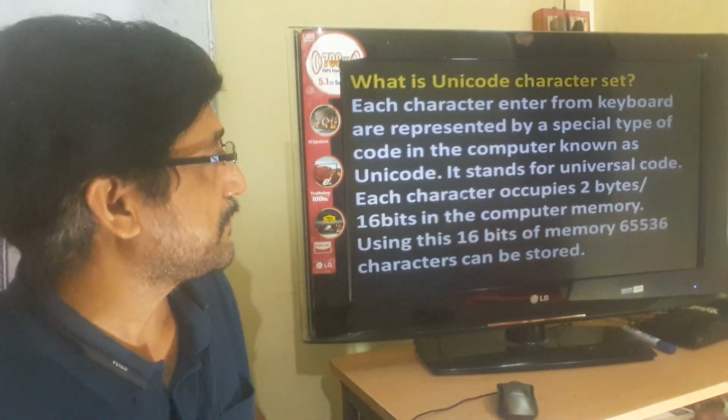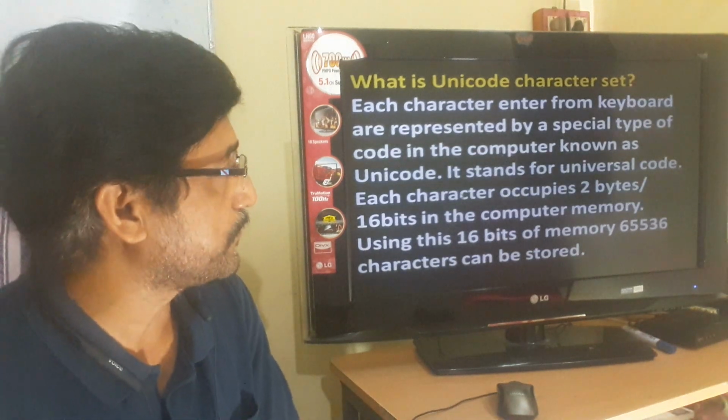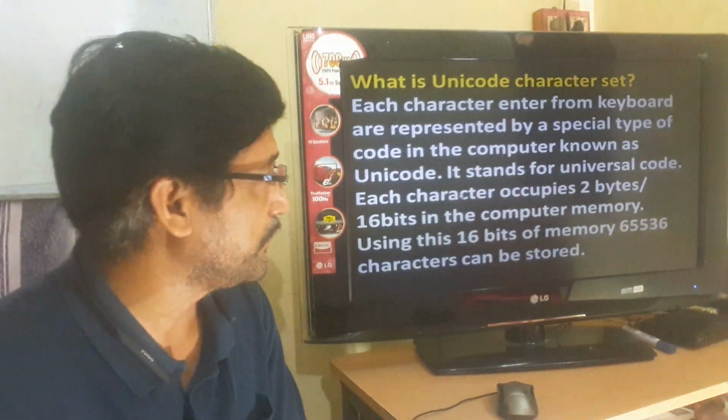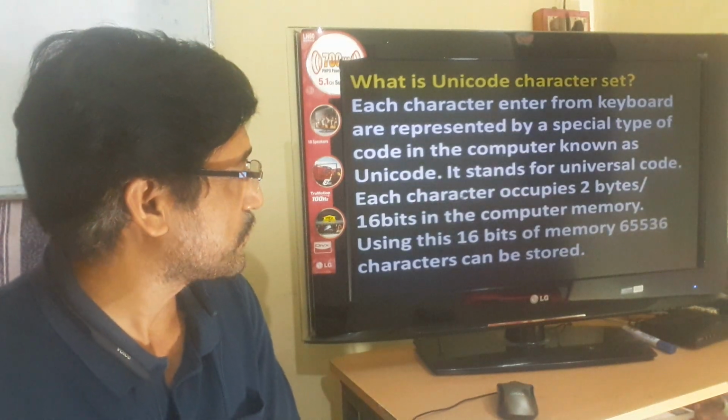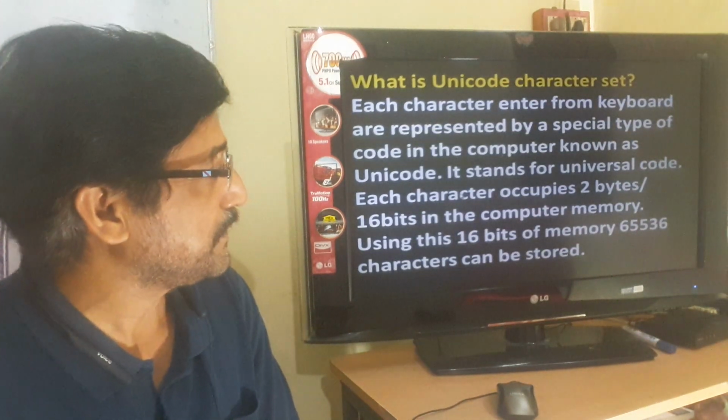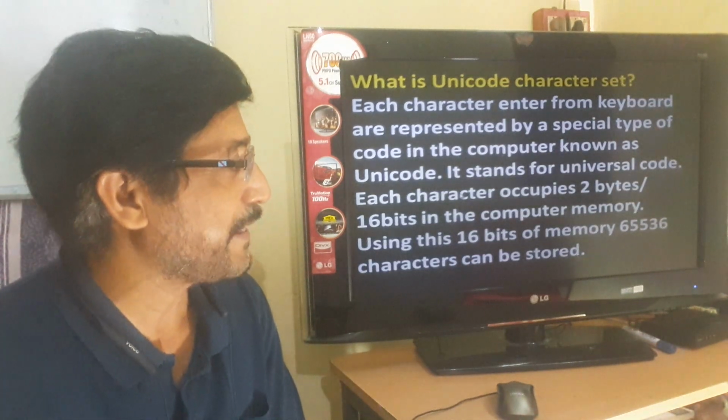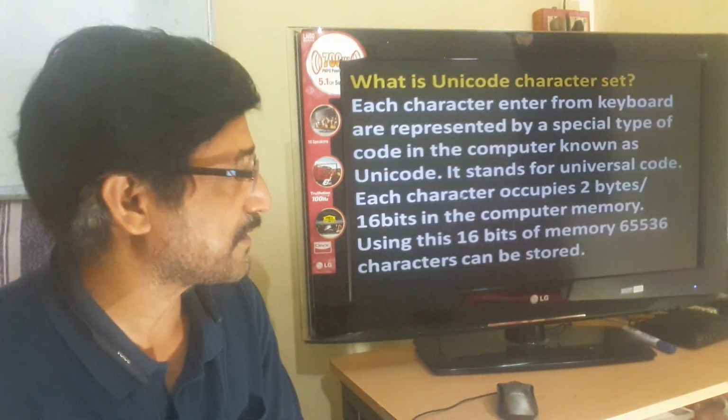So what is Unicode character set? Each character entered from the keyboard is represented by a special type of code in the computer, known as Unicode. It stands for universal code. Each character occupies 2 bytes or 16 bits in the computer's memory. Using these 16 bits of memory, 65,536 characters can be stored.